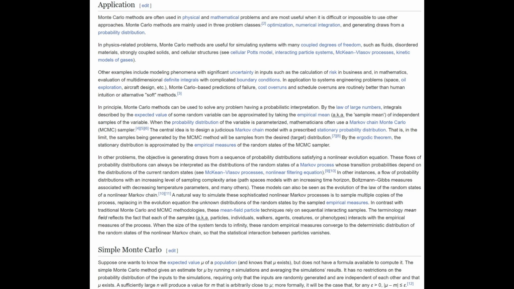Monte Carlo simulations have no restrictions on the number of probability distributions of the input of the simulations. It requires only that the inputs are randomly generated and are independent of each other, and that the solution exists. Let's take for example that the dependent variable we want to predict is weather. We will have multiple probability distributions as input, such as temperature, humidity, air pressure, air density, and others.